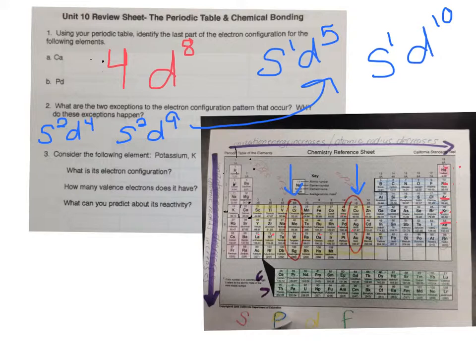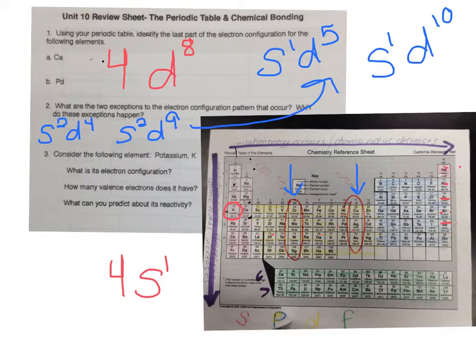So let's look at the last question. Look at the element potassium. What is its electron configuration? Potassium is found right here on the periodic table. It's in the s block, it's in the 1st position, and it's in the 4th shell. So it finishes with 4s1. If we go through the entire electron configuration: 1s2, 2s2, 2p6, 3s2, 3p6, 4s1.